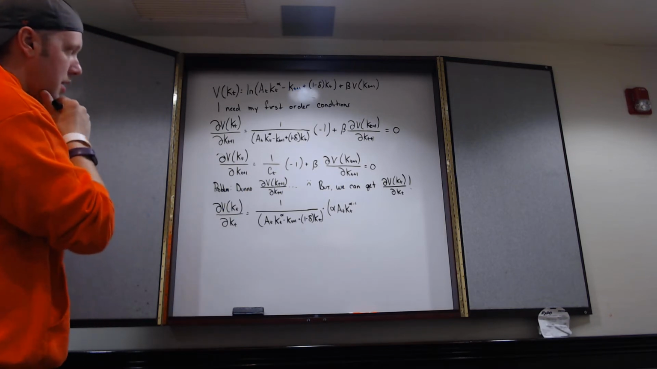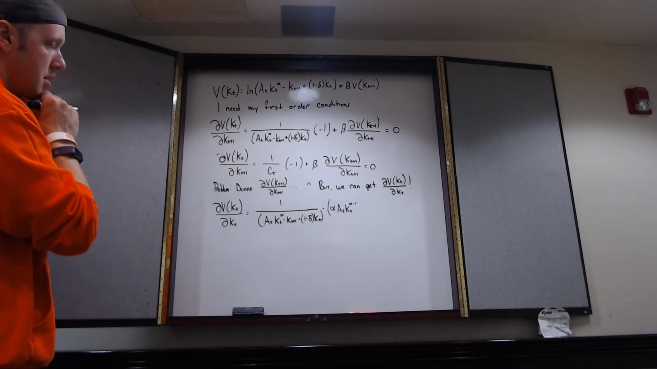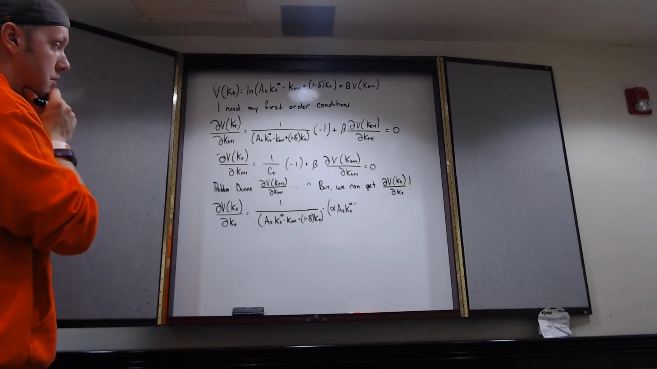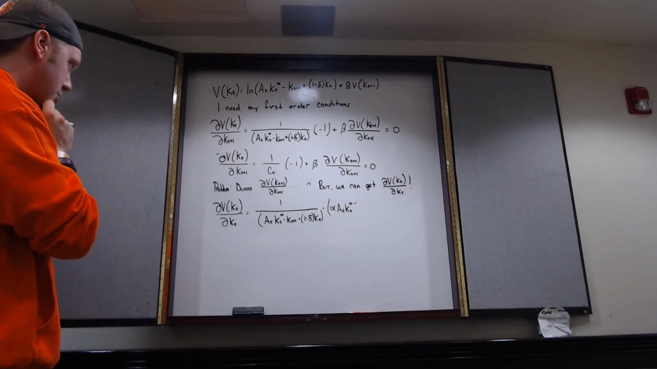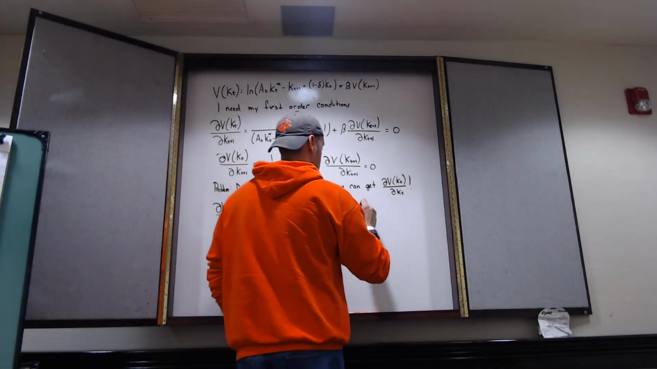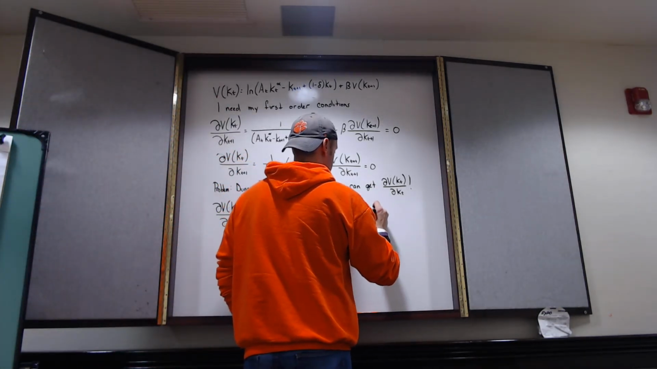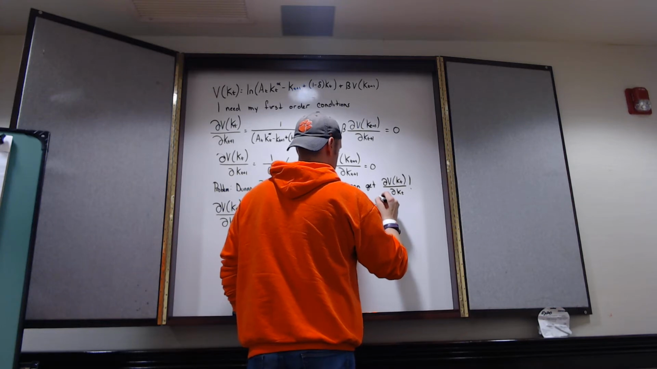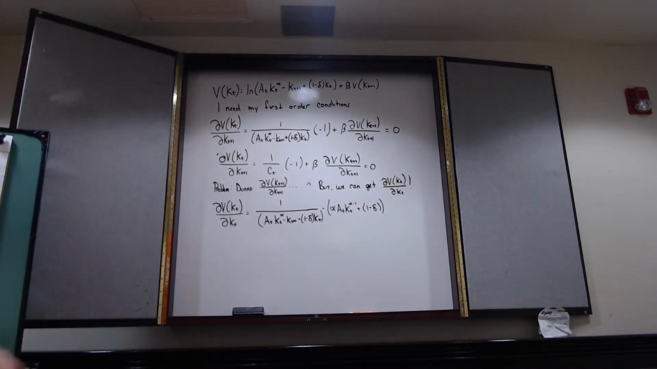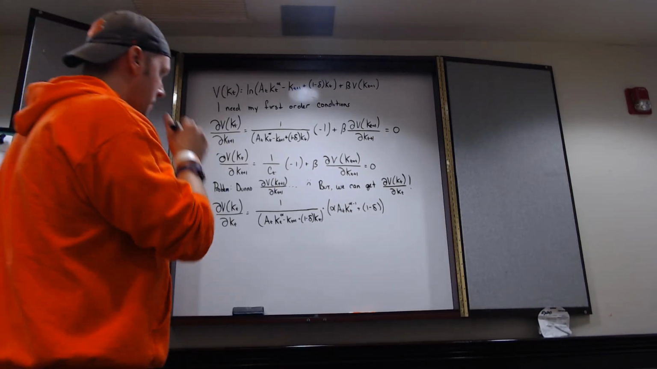So now what we got left is that plus 1 minus delta kt. There is a kt in there. What's the derivative of 1 minus delta kt with respect to kt? Well, it is simply 1 minus delta. And this is what we get. Now let's simplify this guy just a little bit more.